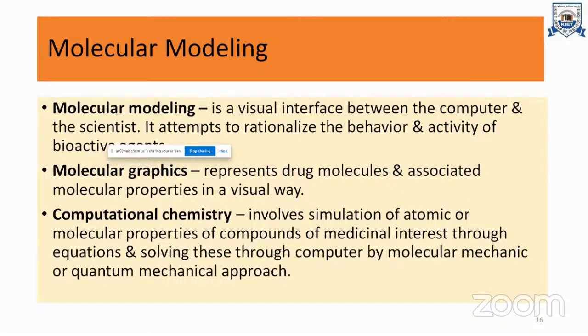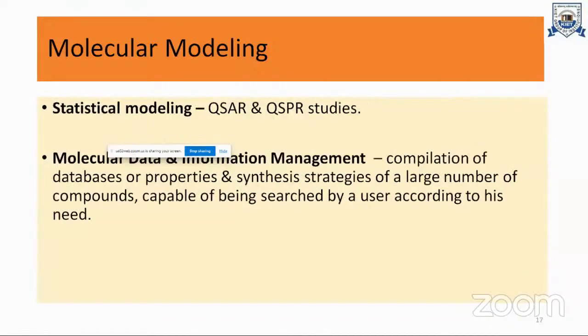Then there is the next terminology, computational chemistry, where we talk about simulation at the atomic level of molecular properties of compounds. Those properties are helpful for predicting the biological or medicinal properties of the molecule. I think that was taken care of in the first lecture.